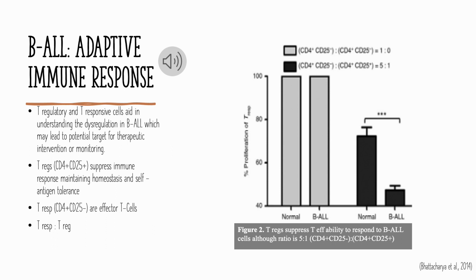In the graph, the gray displays the control group, so you have a ratio of 1 to 0, 1 being the T responder cells and 0 being the T regulatory cells. In the black, you have the experimental data with the ratio of 5 to 1, 5 being the T responder cells and 1 being the T regulatory cells. So you can see that the T regulatory cells suppress the T responder cells' ability to respond to B-ALL cells.